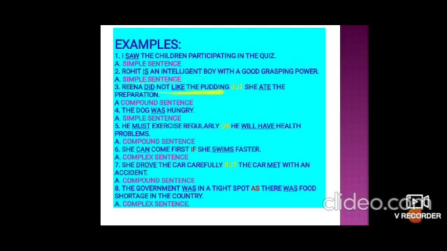Reena did not like the pudding, but she ate the preparation. So the finite verbs are did like and ate. Two finite verbs joined with a coordinating conjunction, but, so the statement is compound. The dog was hungry. Only one finite verb, so the sentence is simple.